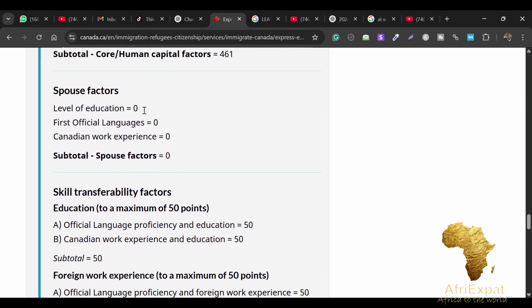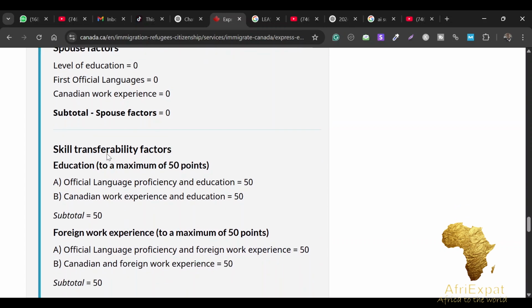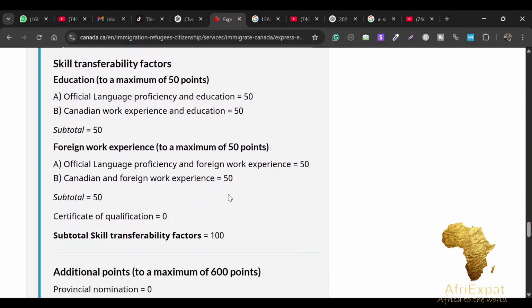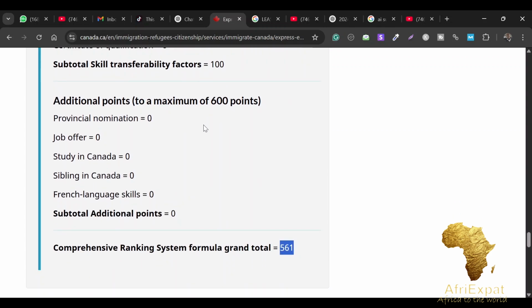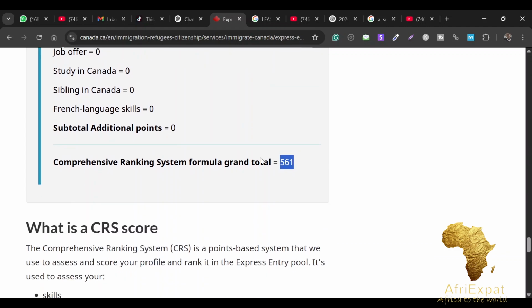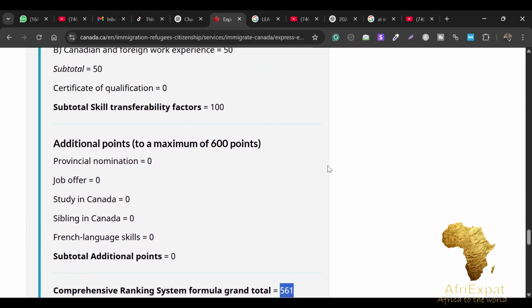For the other factors, which is my spouse factors, I chose that I'm single, so I have 0 points under that. For my skill transferability factors, which included my language proficiency and Canadian work experience or education, 50. So subtotal is 50 here. Then foreign work experience, I also had 50 points. So in total here is 100. For the additional points, that is for PNP nomination or job offer or studying in Canada or French language, I had 0 here since I don't have any of these. So in total, I had 561, which is not a bad score if you ask me.